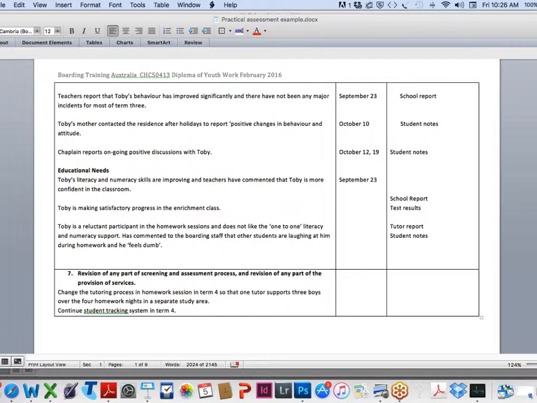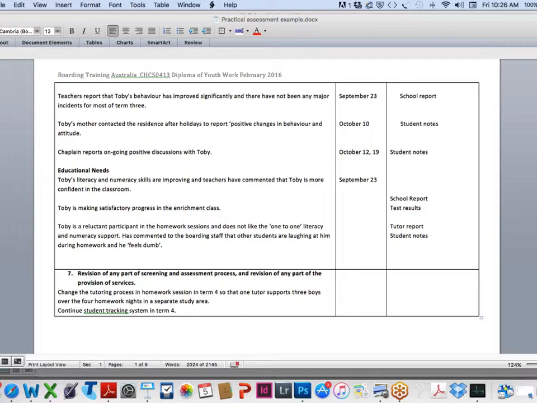So with his educational needs, Toby's literacy and numeracy skills are improving. He's making satisfactory progress in the enrichment class, but he is a reluctant participant in the homework sessions and he doesn't like the one-to-one literacy and numeracy support. He's commented to the head of boarding that the other students are laughing at him during homework, and he says he feels dumb. So obviously that's something that we need to change. And so point 7 down here is revision of any part of the screening and assessment process, or revision of any part of the provision of service.